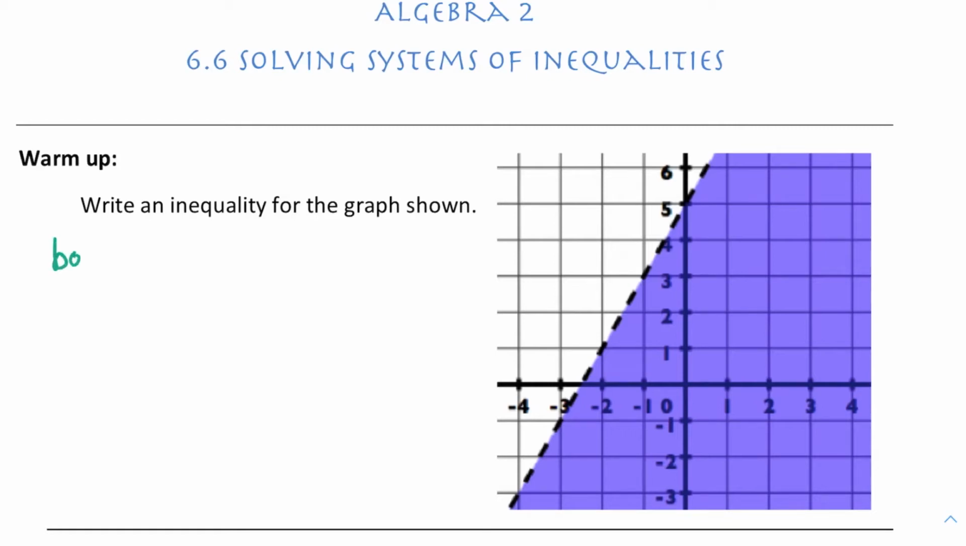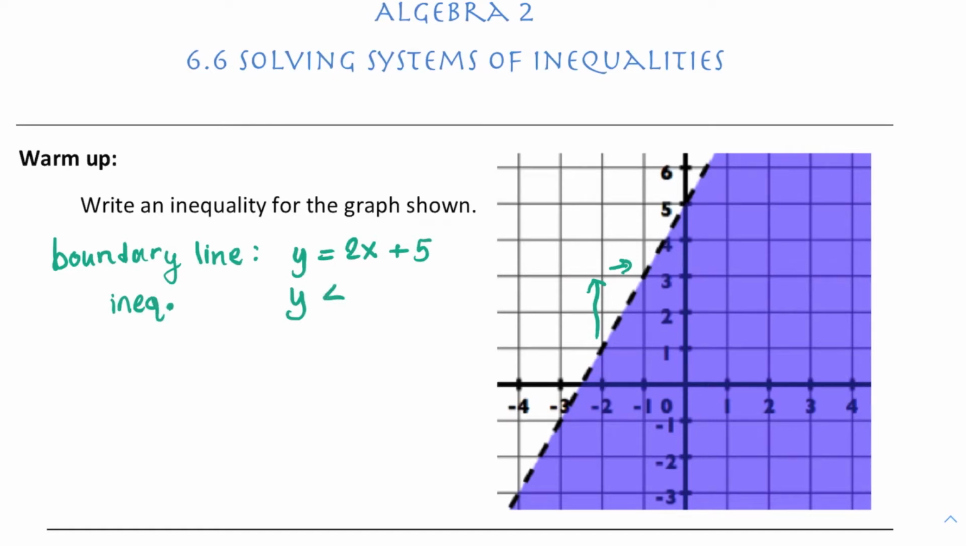To start with, a little reminder about graphs of inequalities. So if I'm going to write an inequality for this graph, let's figure out the equation of my boundary line. If I do y equals mx plus b, my y-intercept is 5 and my slope is 2. And then since this is an inequality, it's not just all the points on the line, it's the points that are kind of below and to the right of it.